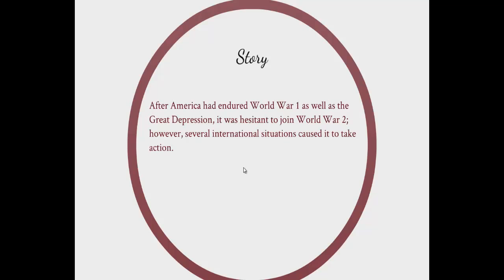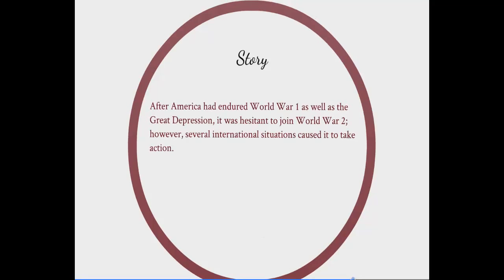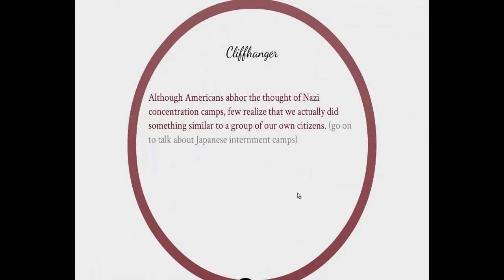Now then, the last example of a non-traditional thesis statement I have for you is a cliffhanger. Although Americans abhor the thought of Nazi concentration camps, few realize that we actually did something similar to a group of our own citizens. And then I'd go on to talk about Japanese internment camps. So in this thesis statement, I haven't even really introduced the topic fully. I've just kind of created a situation that has hopefully caused the reader to be surprised, to think a little bit, and to be more engaged in the text.